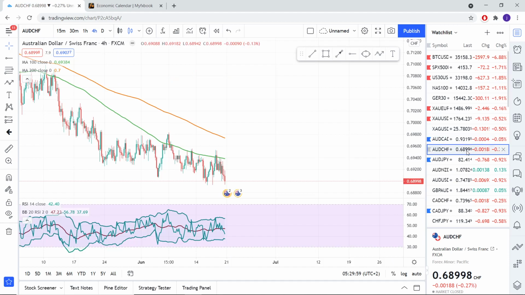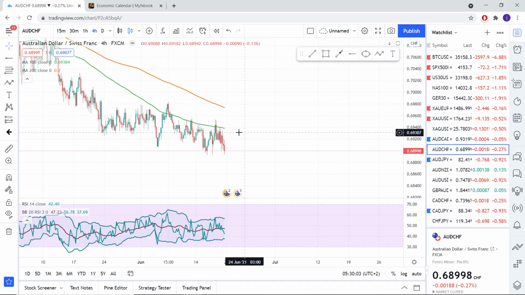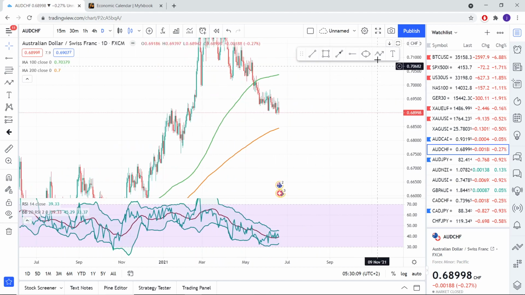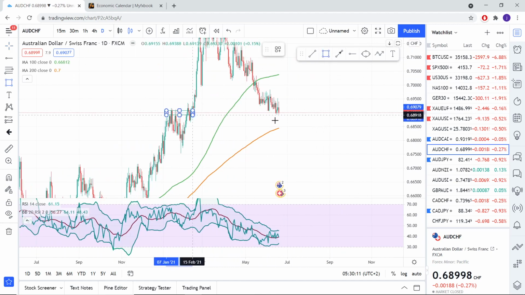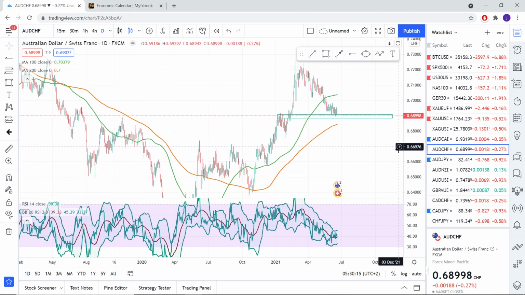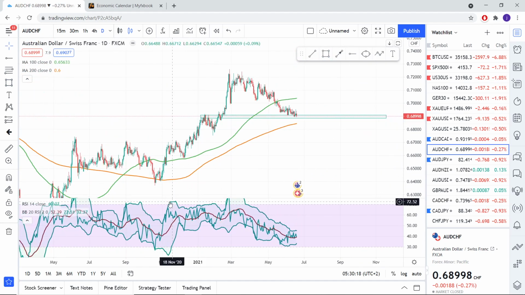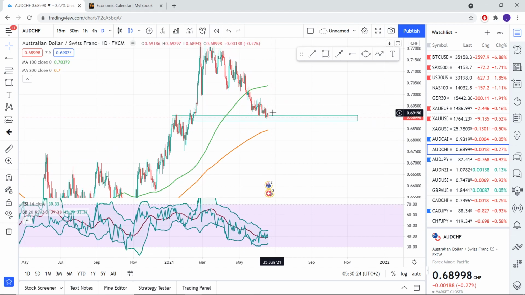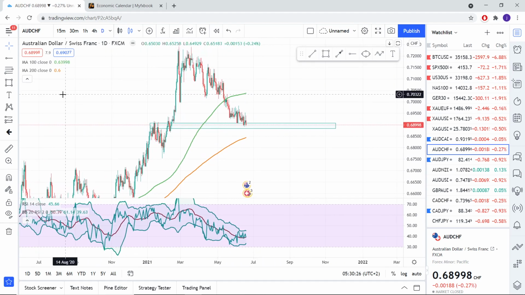So I'll just mark this. A lot of these pairs that have potential trades to play out, I mark them as blue. All right, AD CHF. So we can see price came into a sort of support area right here on the daily chart within this uptrend. So we could potentially see price pushing from this area to continue on this daily uptrend.